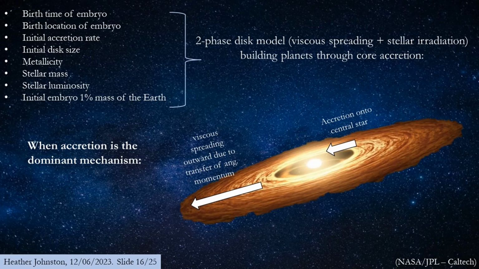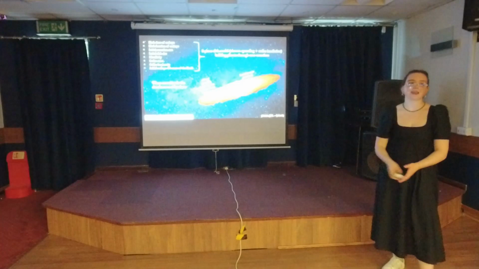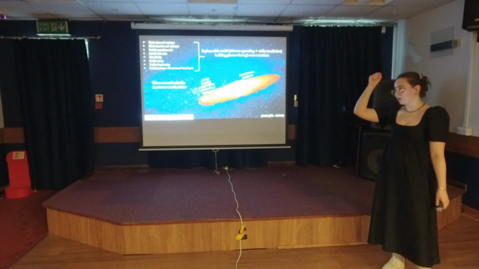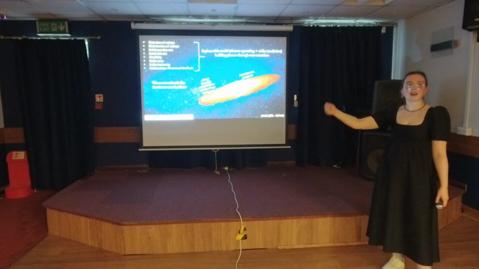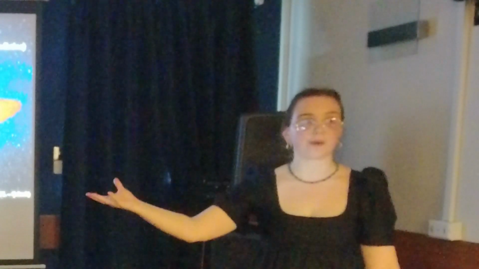My model basically works by having something like a disk, like we saw before. We have the star in the middle, we have a disk here, there's accretion onto the central star, and there's something called viscous spreading, which is basically how the disk spreads outwards. What I do is take a protoplanetary core, place it at a certain location in the disk at a certain time, and then I say, okay, how big are you going to grow?